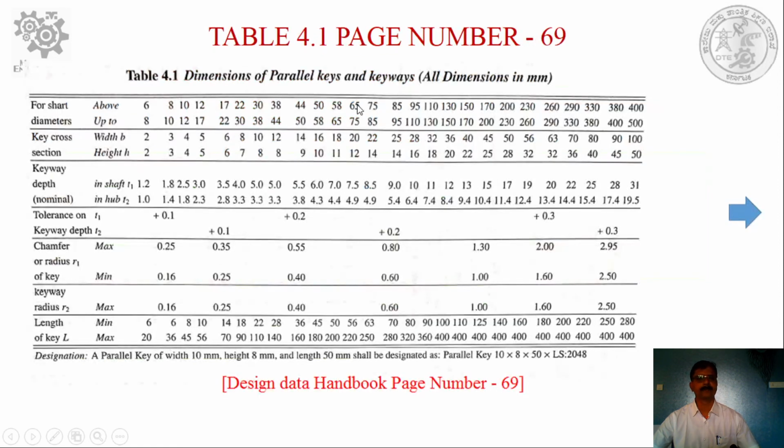Now let us see the table here. This is the table present in the design data handbook. The table gives the dimensions of parallel keys under the key base. All dimensions are in millimeter. Here, for shaft diameters above and up to, in this problem the shaft diameter is 56. Here the range is above 50 and up to 58. The dimensions of the key are: the width B is 16 millimeter and height is equal to 10 millimeter.